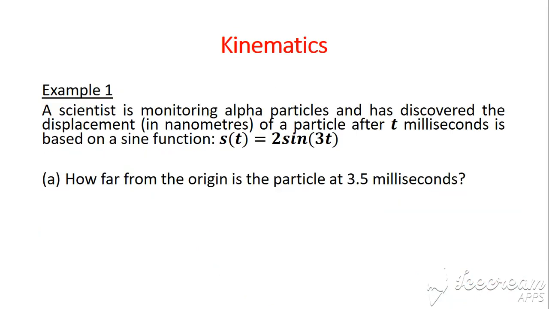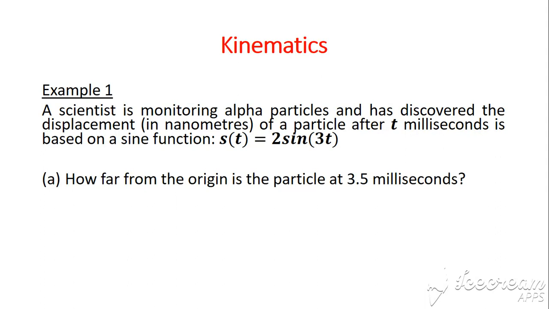All right, let's get into our example with 5 different parts. A scientist is monitoring alpha particles and has discovered the displacement in nanometers of a particle after t milliseconds is based on a sine function. S is equal to 2 sine bracket 3t. So part A, how far from the origin is the particle at 3.5 milliseconds?